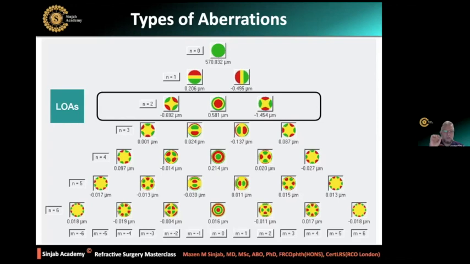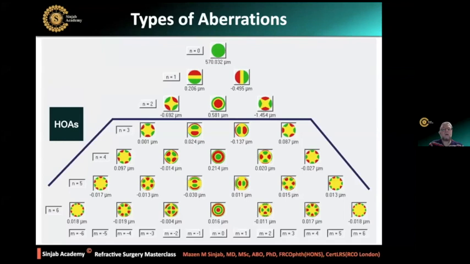So the lower order aberrations are of three types. The one in the middle is called defocus, which is associated with myopia and hypermetropia. And those on the sides are the vertical and horizontal astigmatic lower order aberrations, which are associated with with-the-rule and against-the-rule astigmatism, respectively.